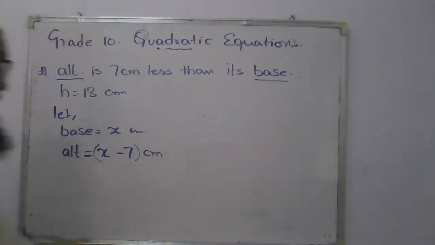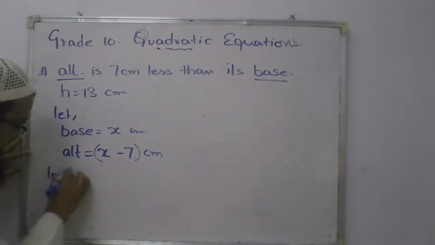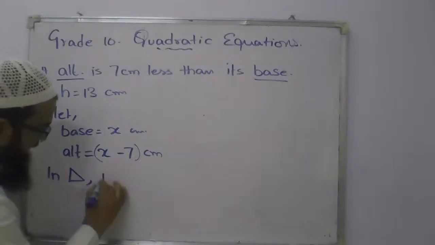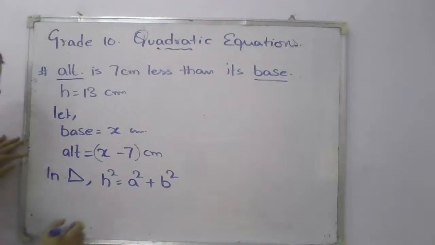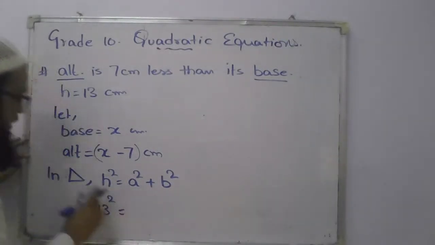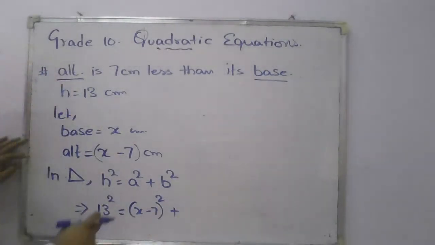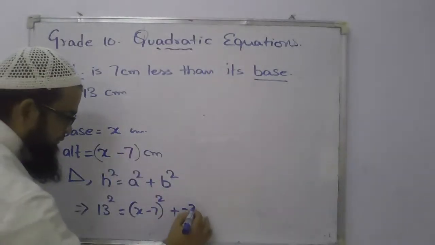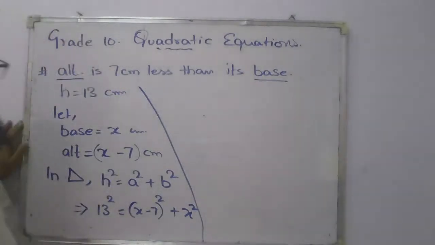Okay. So now height, base, and altitude. He is talking about a right angle triangle, right? So what is a right angle triangle? In a right angled triangle, hypotenuse square is equal to altitude square plus base square. So what is hypotenuse square? 13 square equals, what is altitude? x minus 7 whole square, plus what is base? x square. Understood? Just substitute.